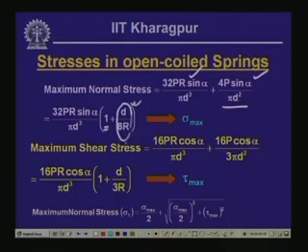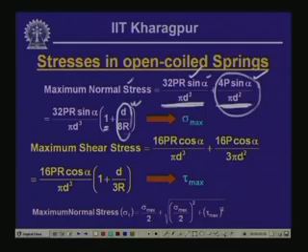Now, this particular ratio is very small in comparison to 1. This indicates that the normal stress because of the bending is much higher than the normal stress because of the axial tensile pull. So, the contribution of the axial tensile pull in the normal stress is very insignificant in comparison to the normal stress that is being produced by the bending.